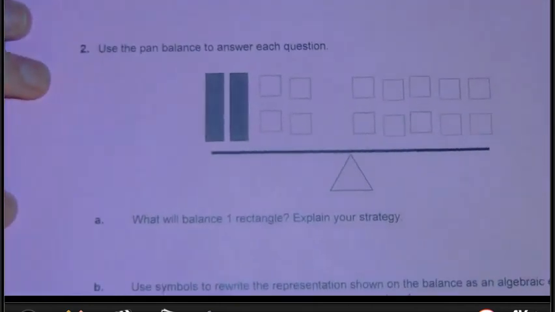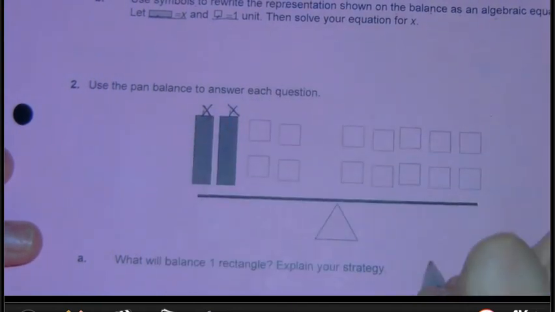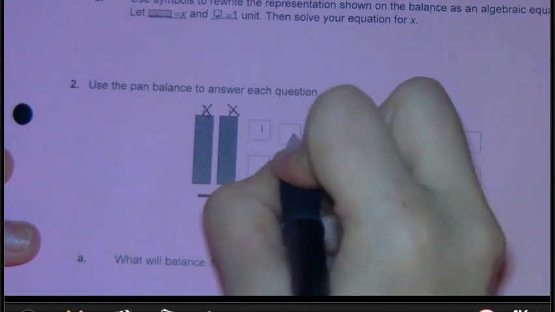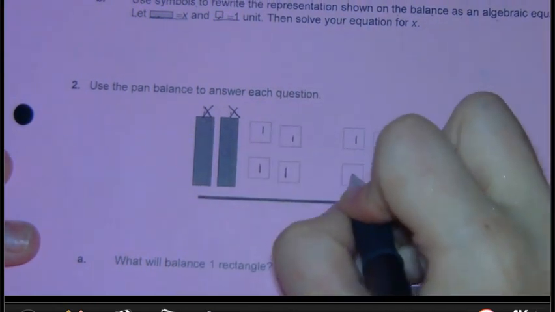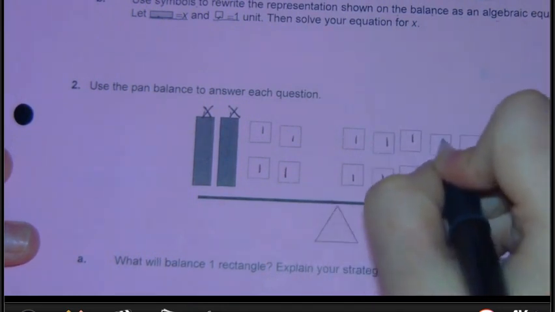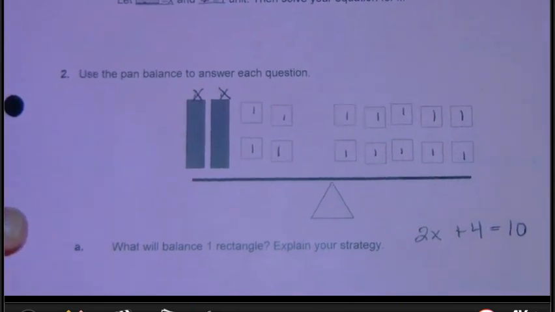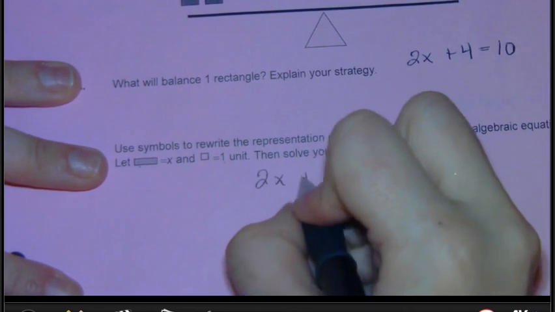All right, let's try number 2. I'm given the same situation that each rectangle is worth x. So I have 2x plus 4, where each box is worth 1, is equal to 1, 2, 3, 4, 5, 6, 7, 8, 9, 10, is equal to 10.